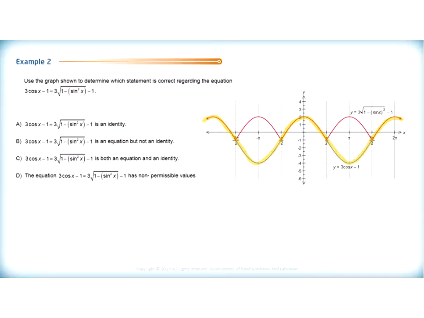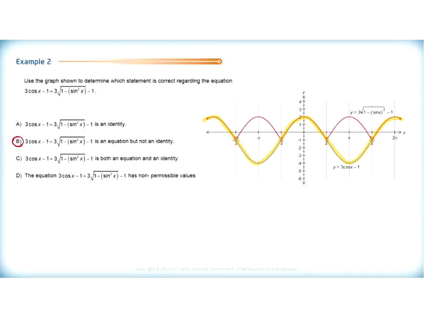Now then, which is true? A, the equation is an identity. B, the equation is an equation but not an identity. Or C, it is both an equation and an identity. Or D, the equation has non-permissible values. The correct answer, hopefully you'll agree, is that it is an equation, but it is not an identity.